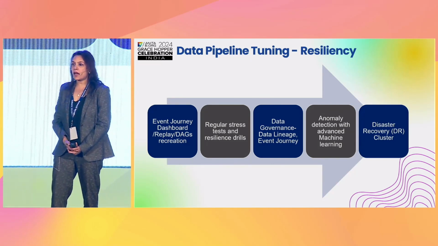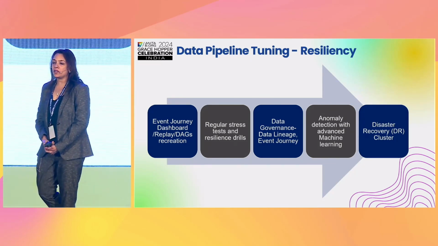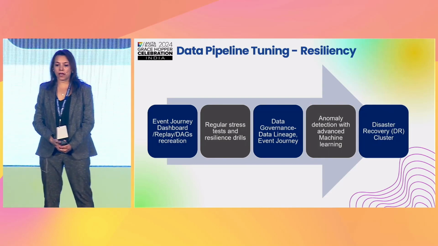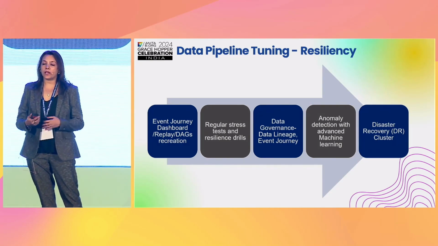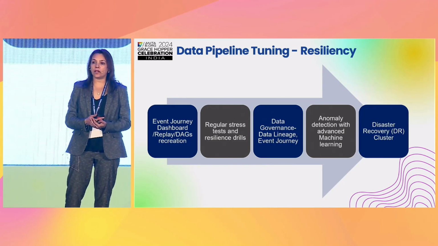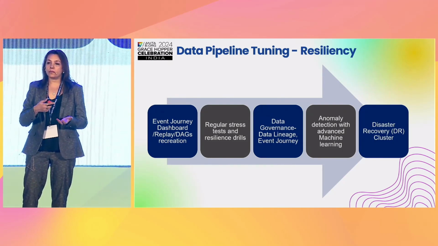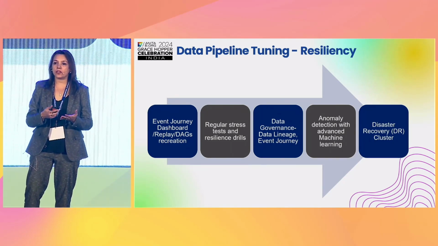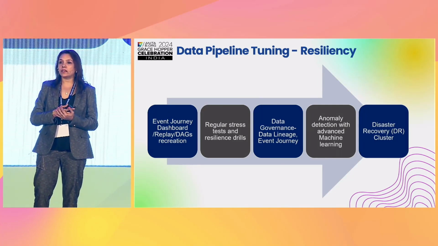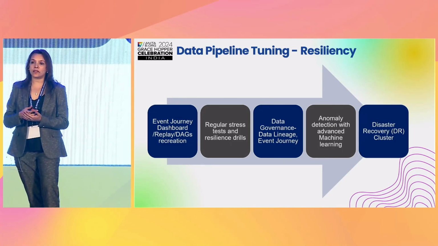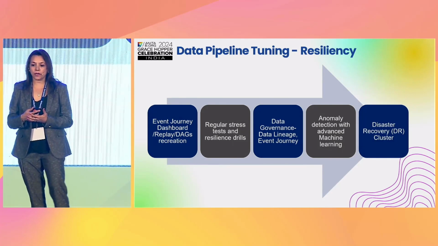The first thing that we try to do at every step while tuning a data pipeline is the event journey dashboard, wherein you can replay if there is any failure. You can replay your DAGs. DAGs is something wherein you can start your jobs again from the point of failure. Secondly, there should always be stress tests and resiliency drills that keep on happening.